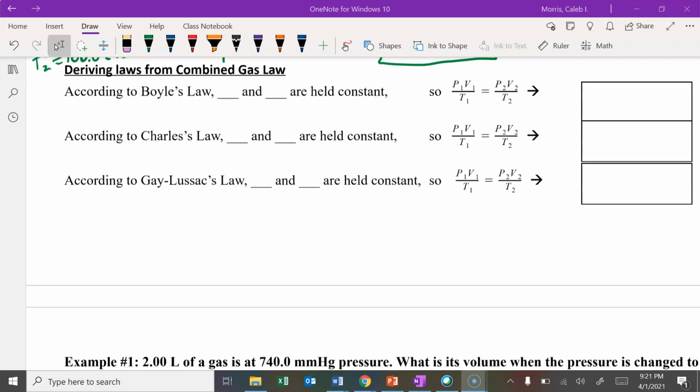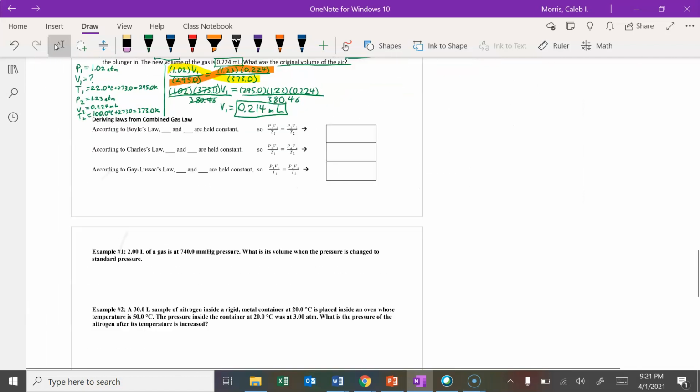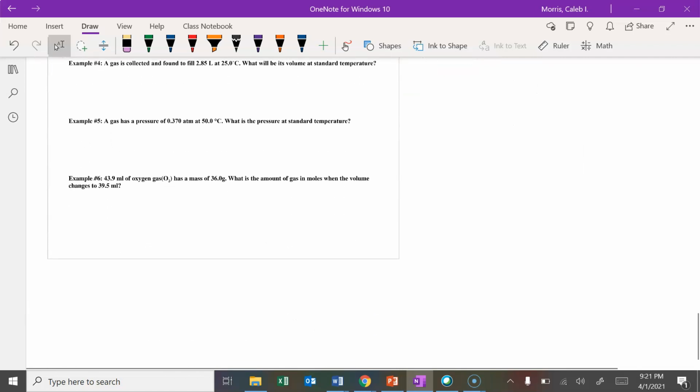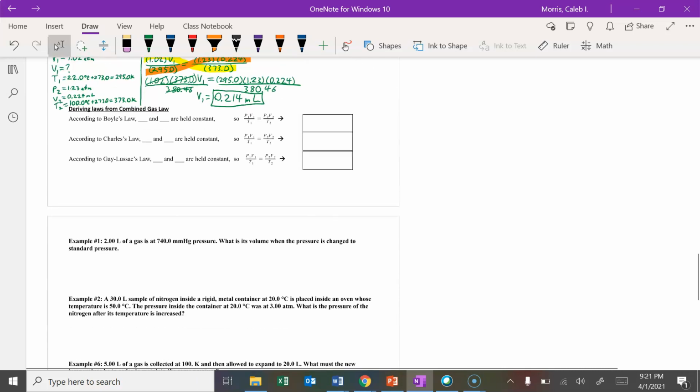All right, and another thing that we can do with the combined gas laws, we can derive each of the gas laws from the combined gas law. Let me show you what I mean by this, and then we're going to do some example problems. Your practice for today is going to be these example problems that are listed below.